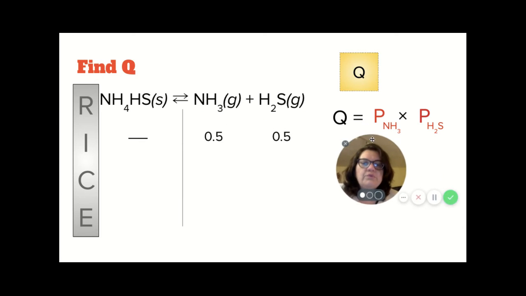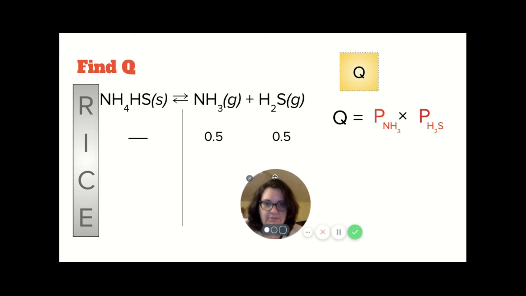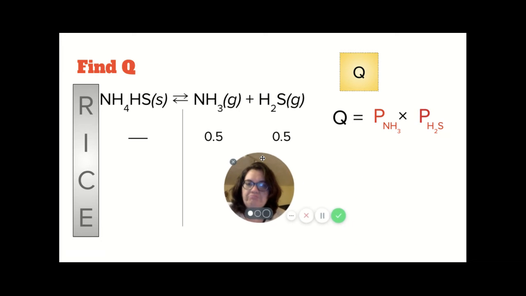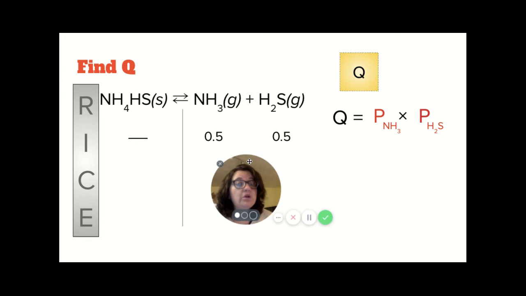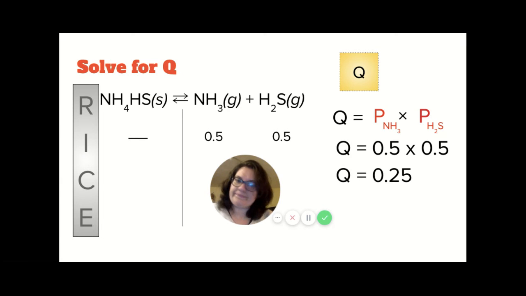Q equals the partial pressure of NH3 times the partial pressure of H2S. Check. Okay. Therefore, you are going to substitute those values, and we're going to see what that equals. And we're going to figure out whether that number is greater than or less than 0.109. So take a calculator, find me a value. So Q equals 0.25.